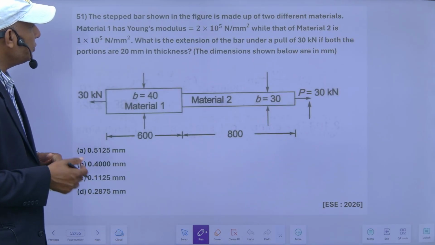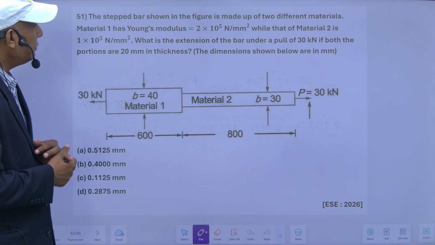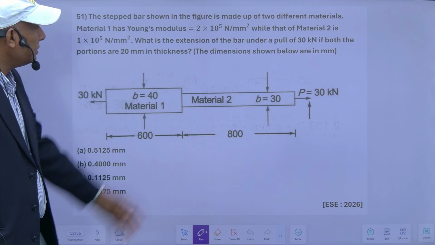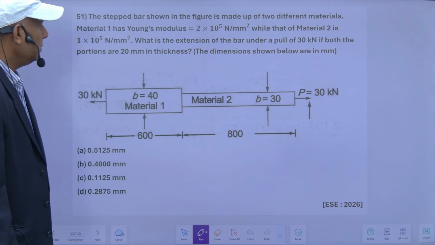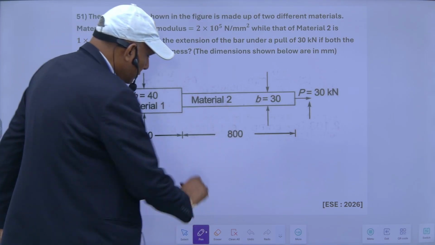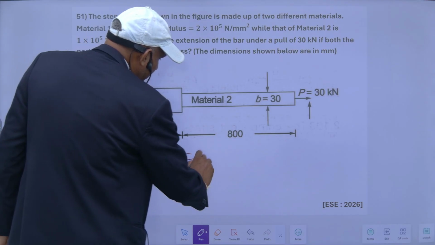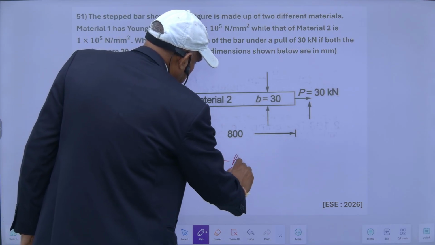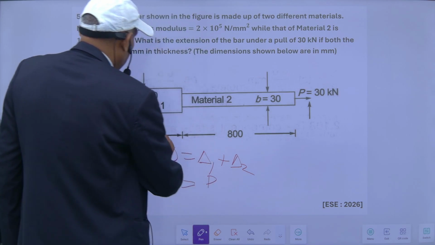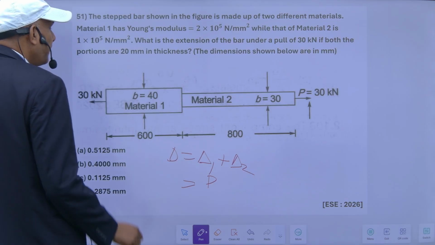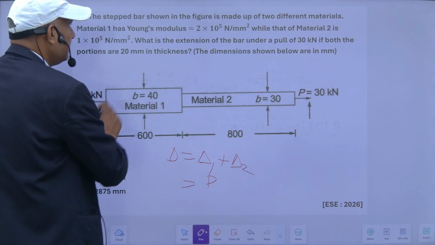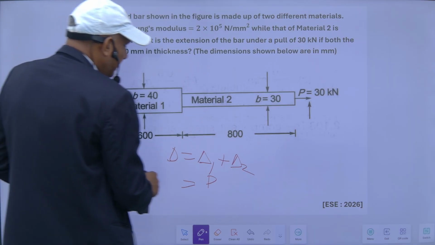The stepped bar shown in the figure is made of 2 different materials. E is this for metal 1 and this for metal 2. What is the extension of the bar? Since the load is constant here, total delta is equal to delta 1 plus delta 2. In this case P is common, and the areas of cross section and Young's modulus of elasticity are different.